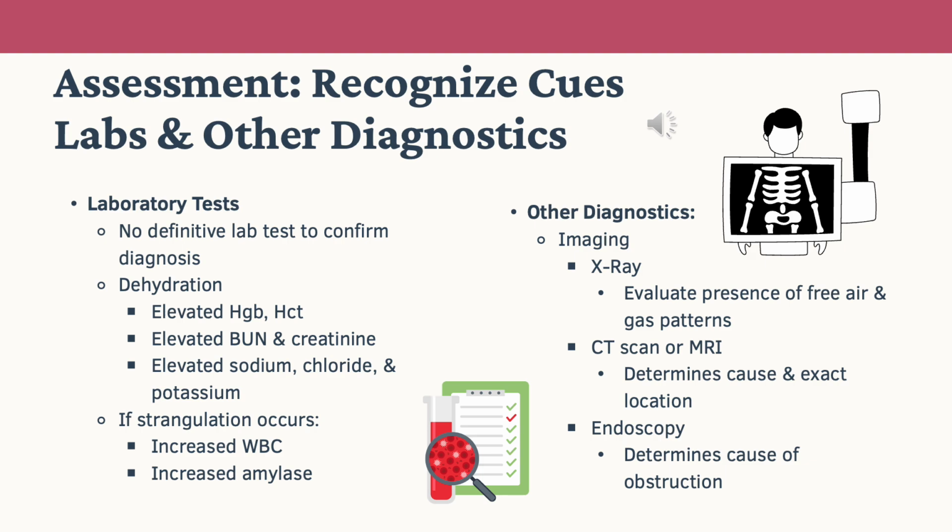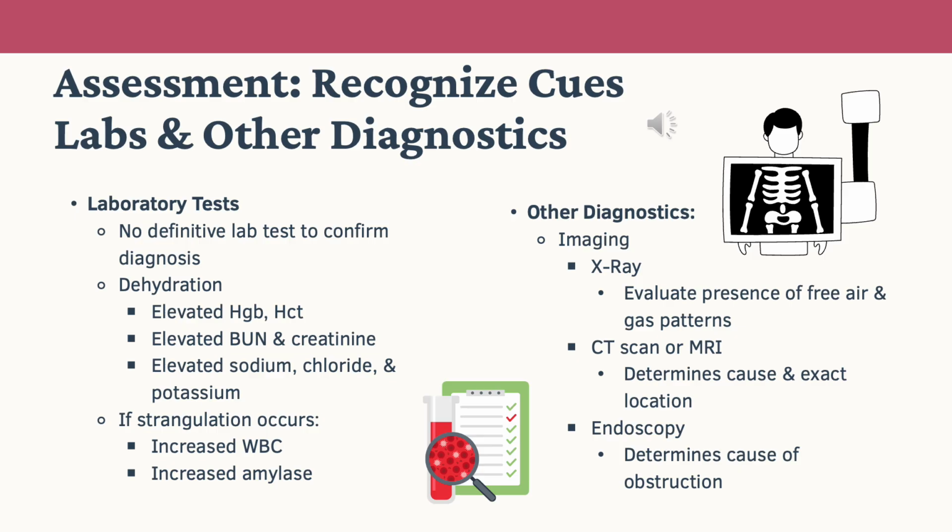Your serum electrolytes may also be affected. We may see elevated sodium, chloride, and potassium levels, especially in cases of dehydration. In cases where strangulation is present, you may see an elevated white blood cell count, which indicates infection or inflammation. And also, our serum amylase levels can rise if the obstruction causes damage to the pancreas.